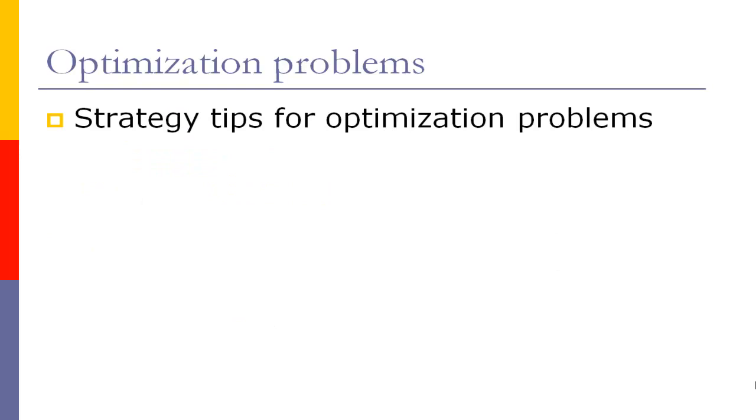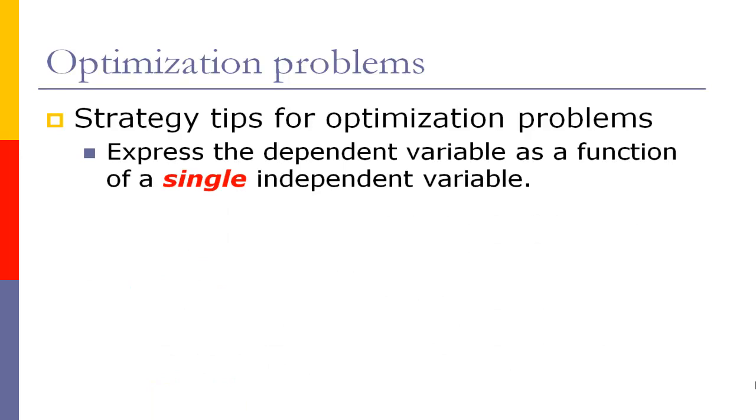Now, here are some strategy tips for optimization problems. So when you're attacking an optimization problem, what kind of strategy should you keep in mind, because they might end up being useful? Well, first of all, what you want to do is you want to express the dependent variable as a function of a single independent variable.